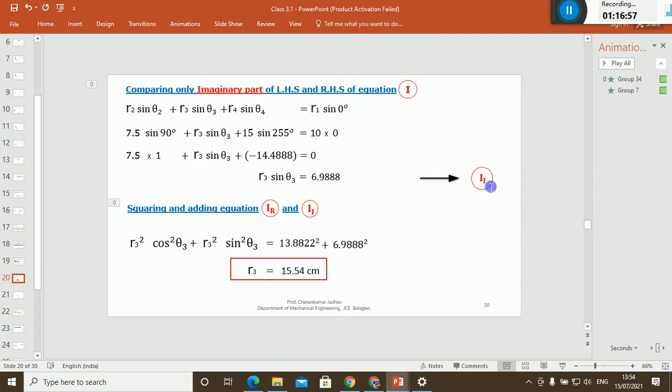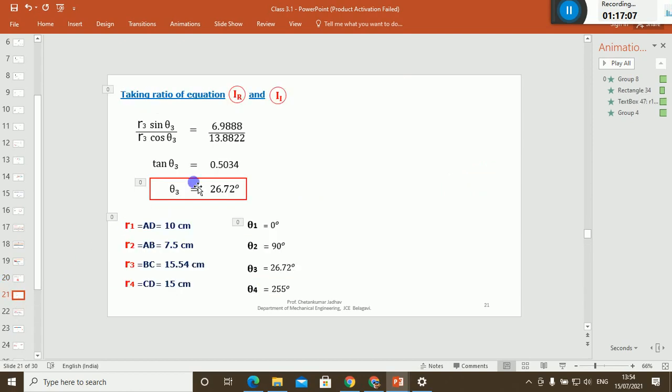After getting II and IR, just square and add the LHS and RHS. Means just do the simplifications. We get the value of R3. To find out theta 3, just take the ratio of both those IR and II. So you'll get theta 3. So now all the four parameters with respect to the length and with respect to the displacement are known. Okay, you got R3 as well as theta 3.